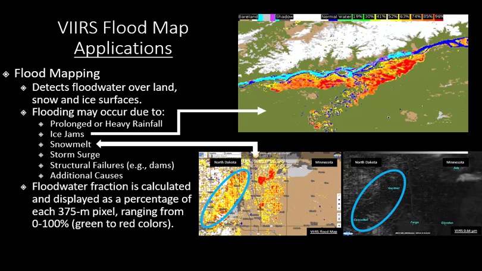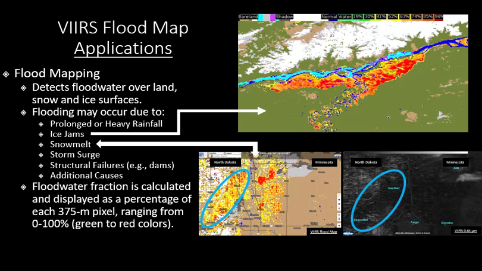An example of ice jam flooding, see image on the top right, occurred along the Yukon River in Alaska in May 2023. Notice the river ice extent and corresponding inundation located south of the Yukon. Additionally, snowmelt can also be observed by the product, which can assist in flood forecasting applications.